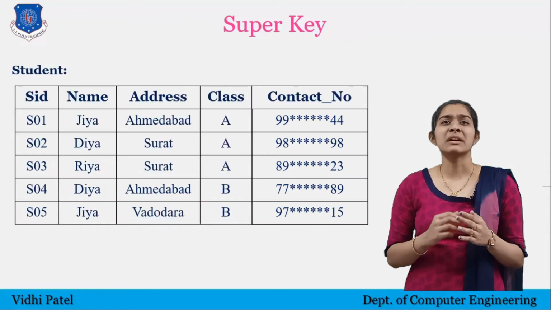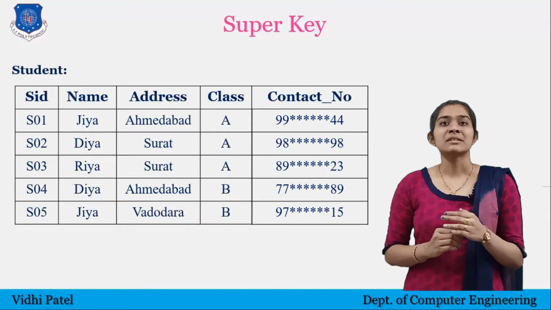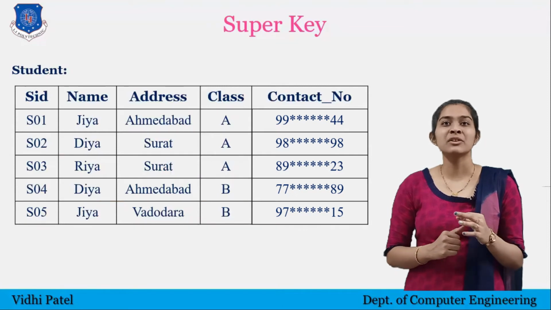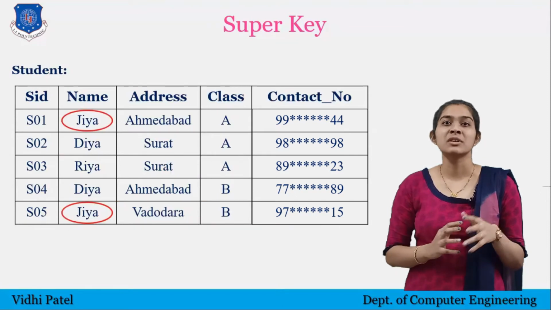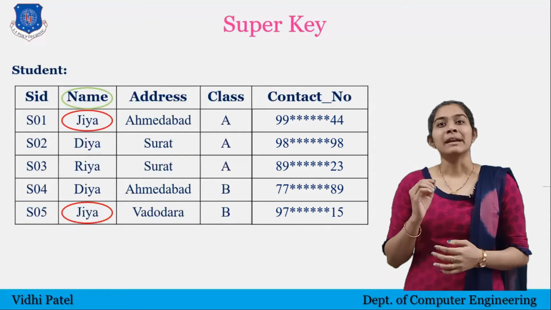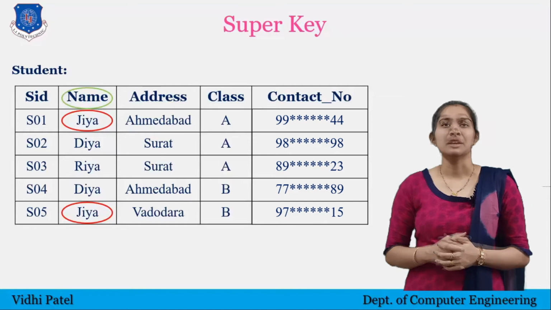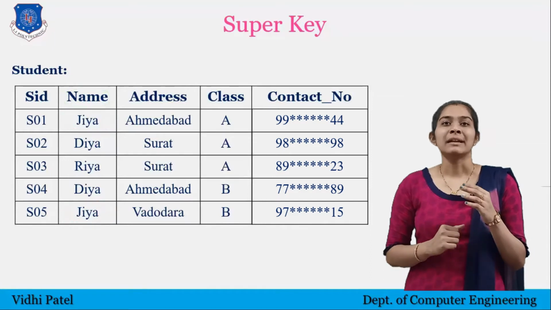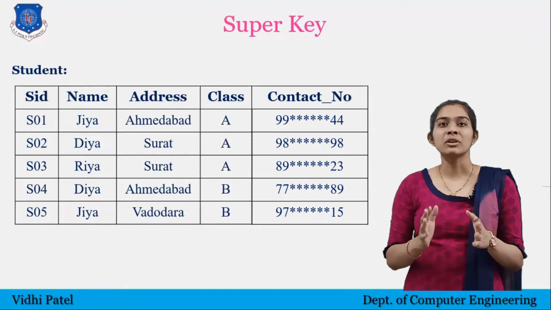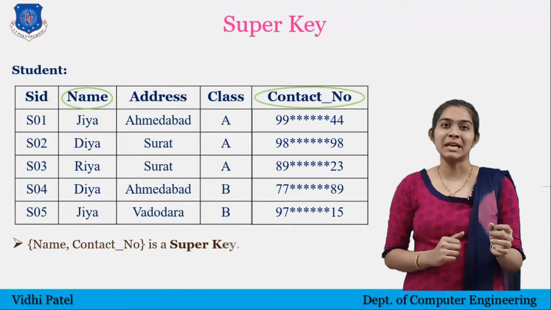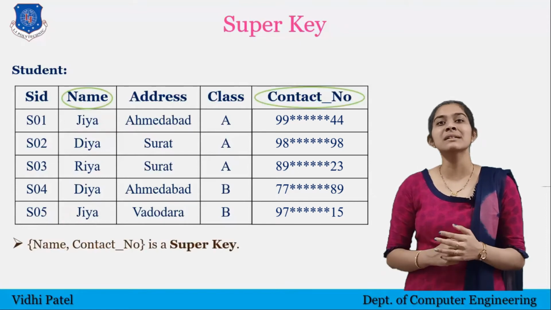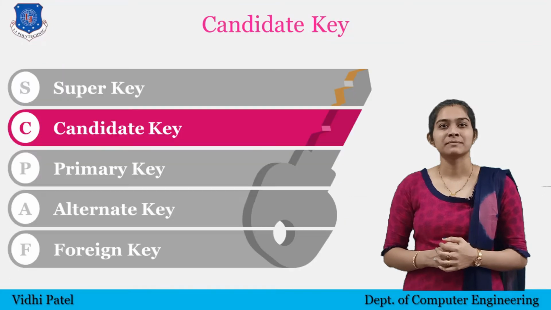Here student ID is a super key. Two students may have the same names. In relation student, the name column has a similar value for two different records, which is GIA. So, the attribute name cannot identify each and every tuple uniquely. Because of this reason, the attribute name alone is not a super key, but the combination of name and contact number can be considered as a super key.